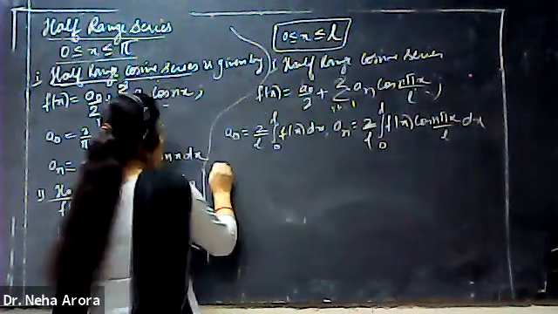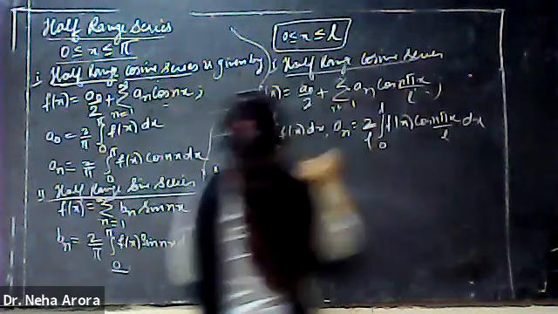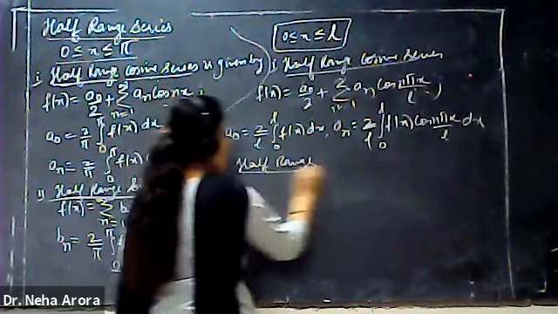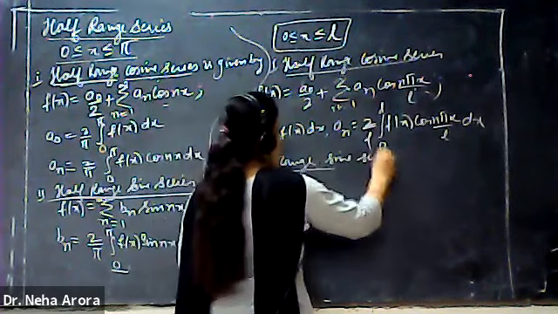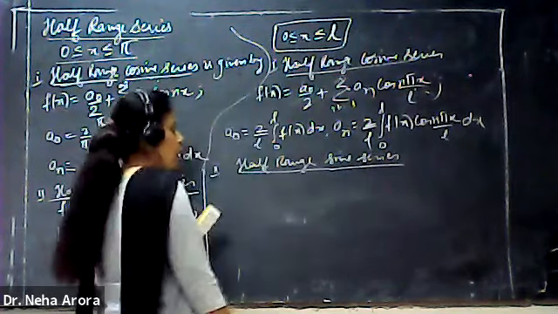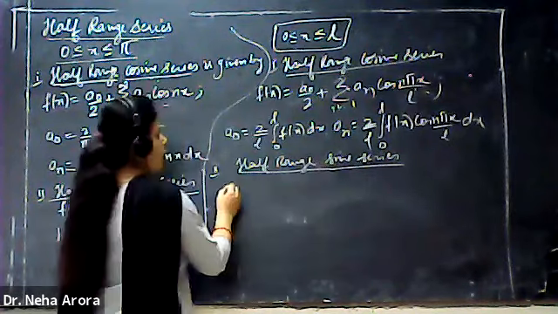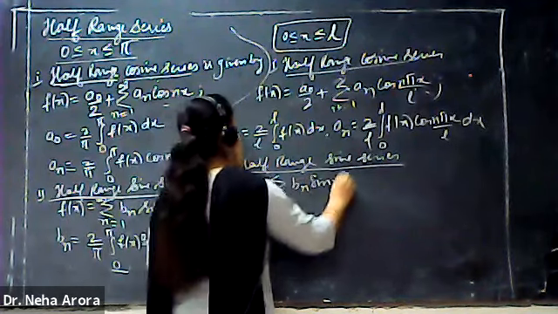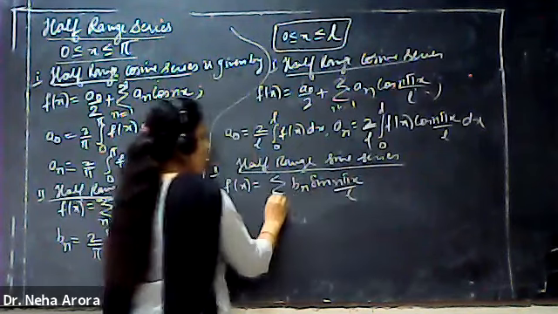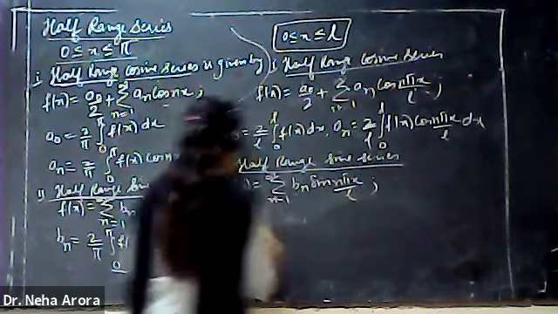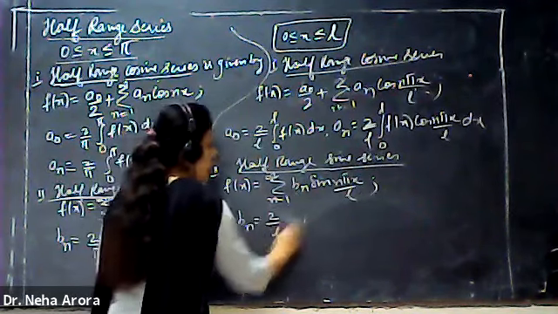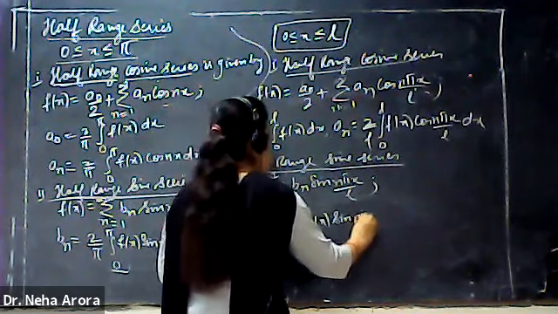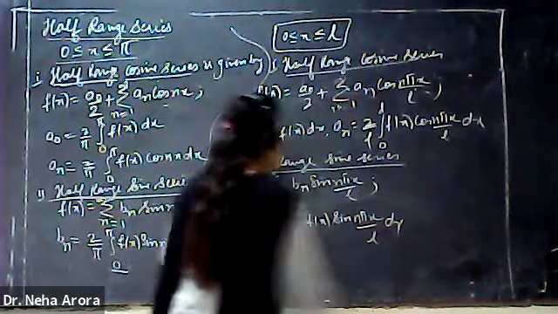And second, earlier it was half range cosine series. Now we are going to write down half range sine series. Sine series will give you only the function in terms of sine. It will not contain cosine terms. So f(x) is equal to summation b_n sin n pi x by L, where n varies from 1 to infinity. And further, b_n is given by 2 by L, integral 0 to L, f(x) into sin n pi x upon L dx. Right?